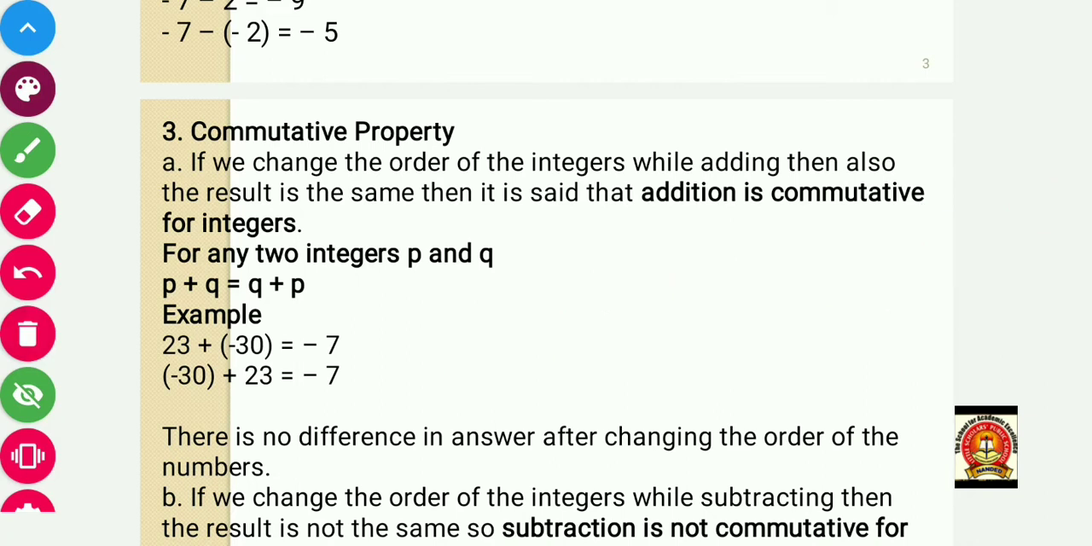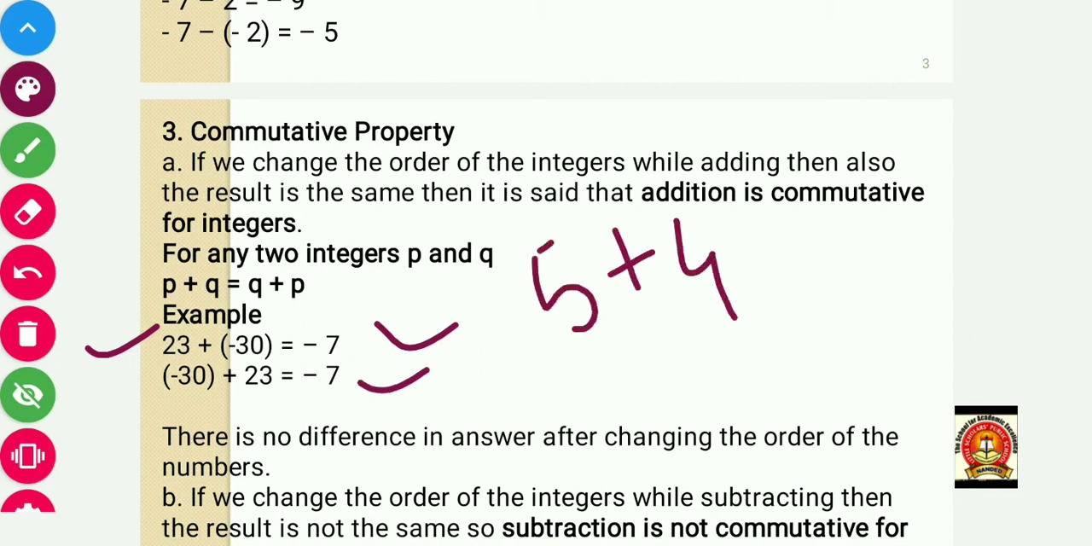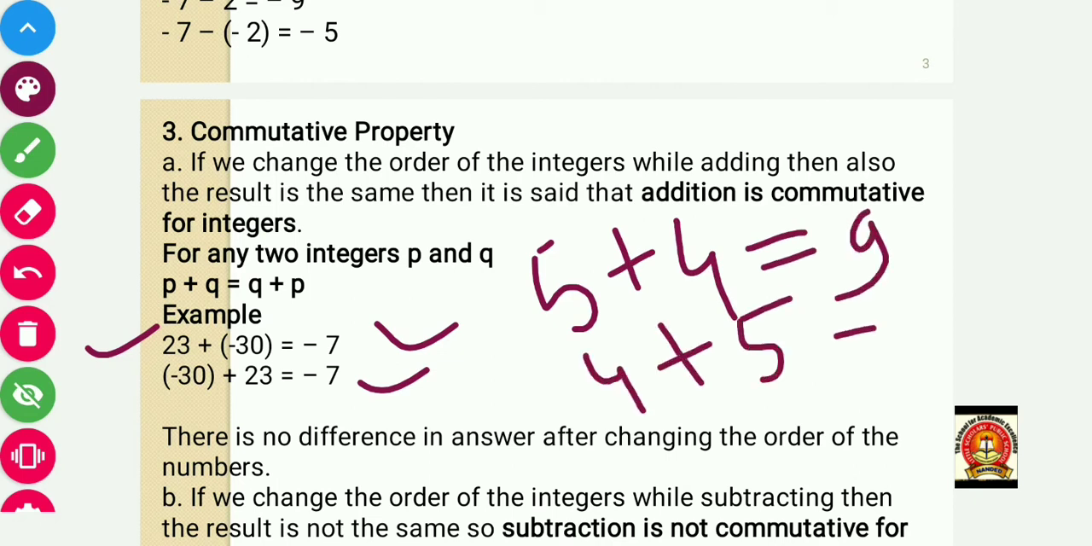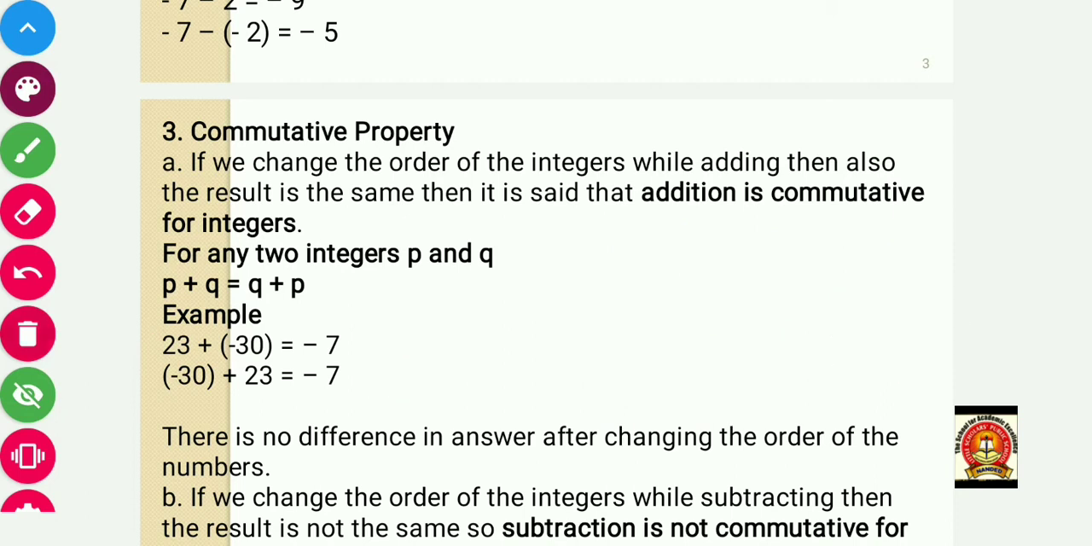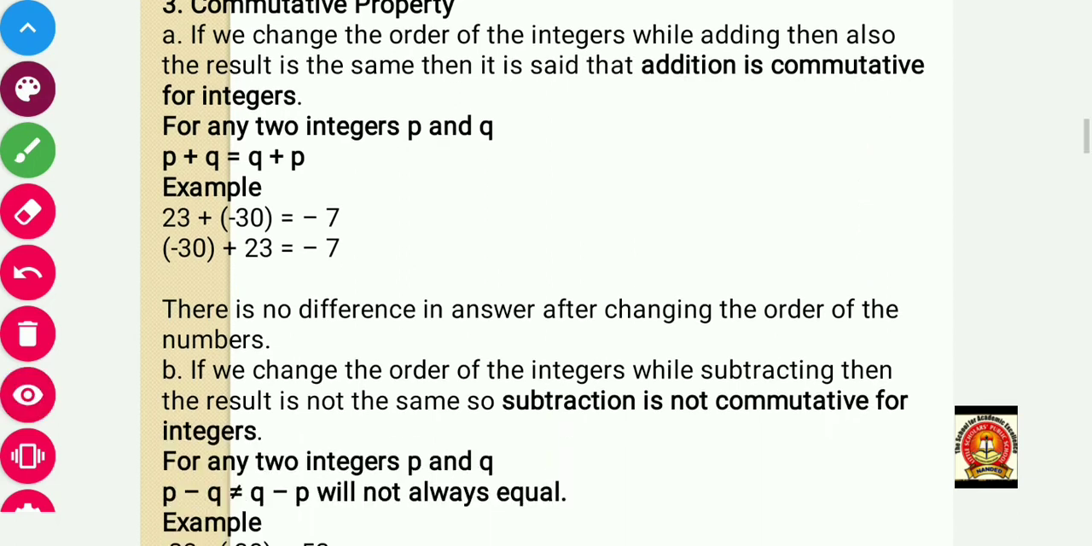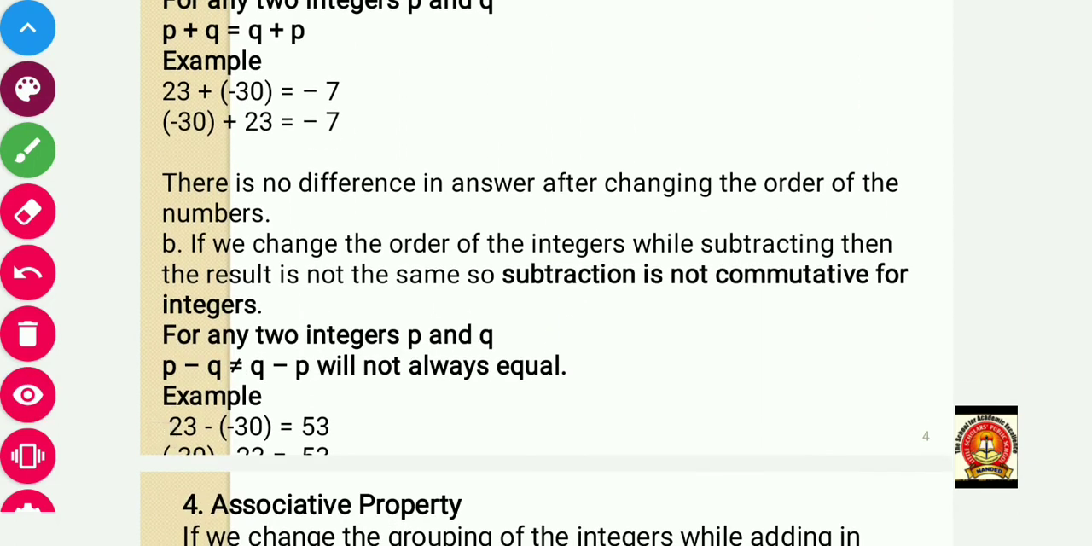Like here you are going to add 23 with minus 30, you will get -7. Again, if suppose you are going to add minus 30 plus 23, the answer will be the same. Like for example, 5 plus 4 is 9. In the same way, 4 plus 5 is also 9. Now next is, there is no difference after changing the order of the numbers in the addition.